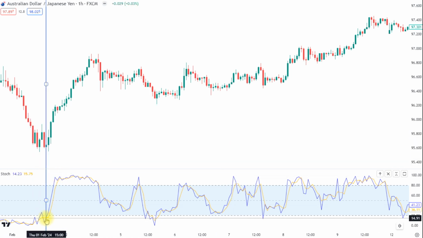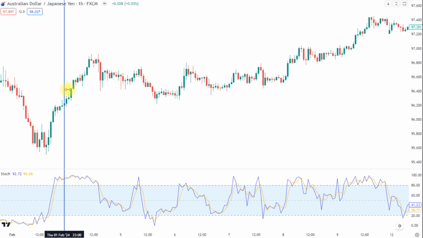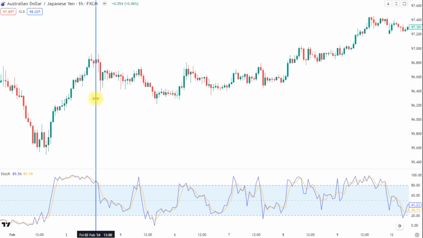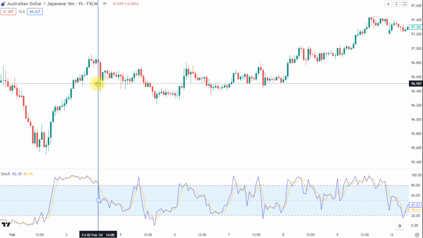So right here we have the crossing of the blue line above the orange one, and we wait until the lines leave the oversold area, and then this is a beautiful upwards movement until the market leaves the overbought situation right here and changes to a pullback. And please remember, it's not about taking every trade. We want to take the high potential trades.